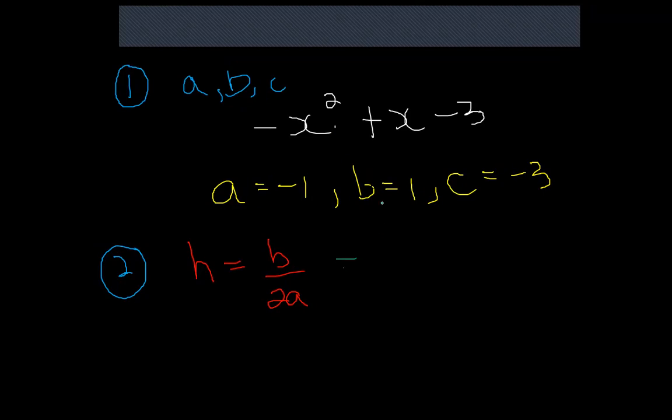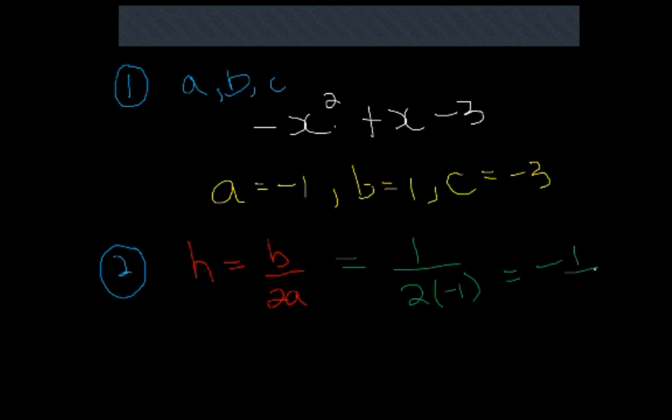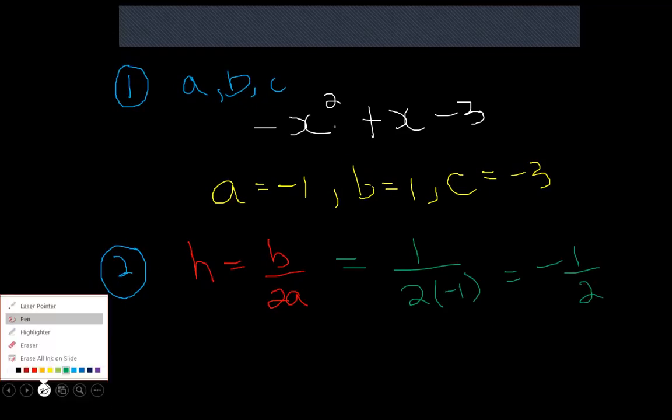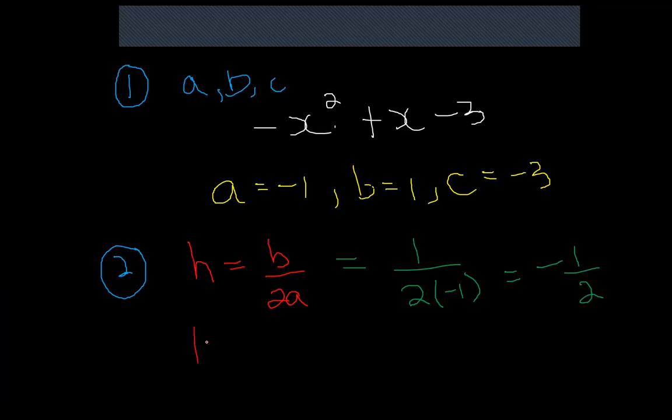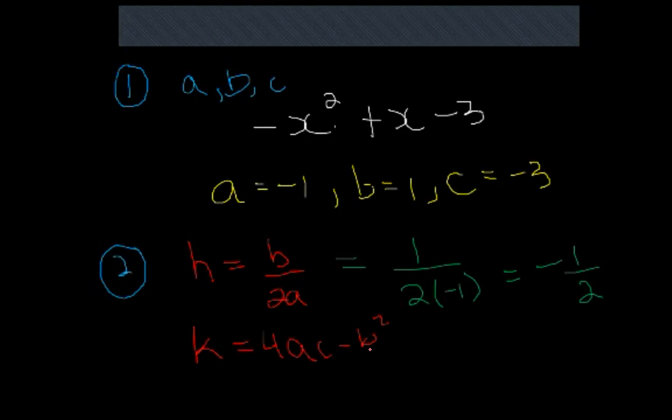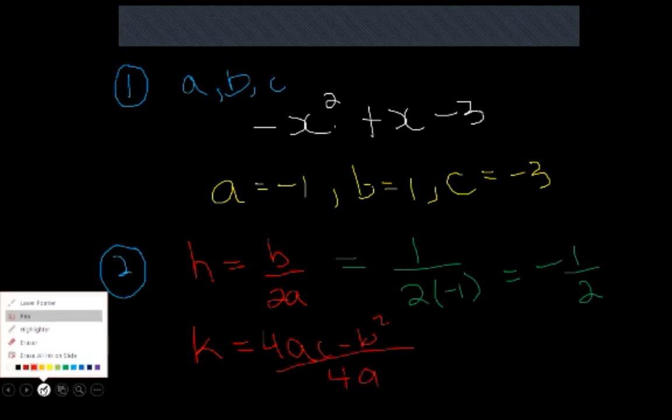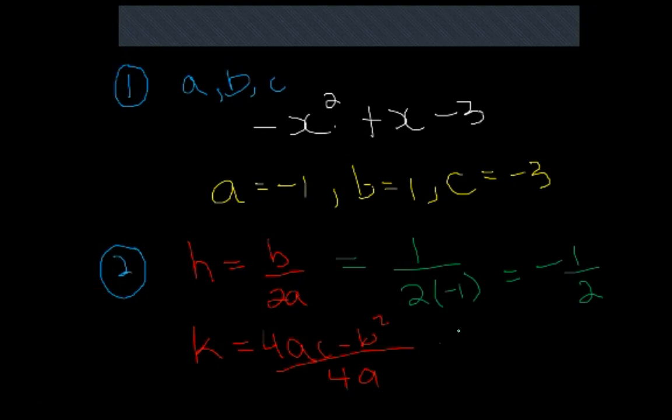So this is equal to, we said b is 1, so that's 1 divided by 2 times a, which is minus 1. This is going to give me minus a half. So now I know h is minus a half. Okay, I do the same thing. I just take my formula and substitute the values. This is 4ac, this is minus b squared, and this is all divided by 4a. All you have to do is substitute the values.